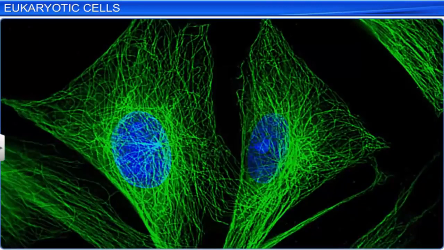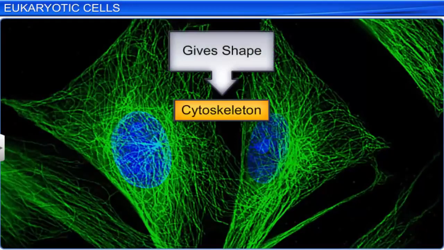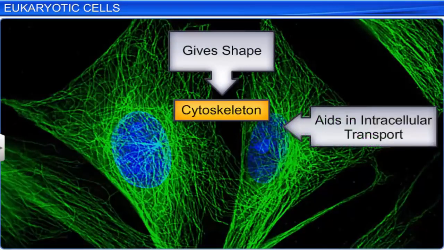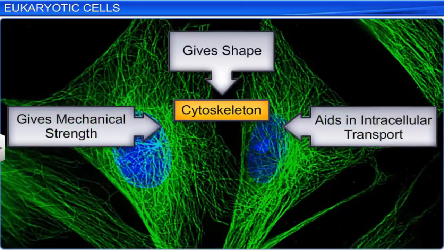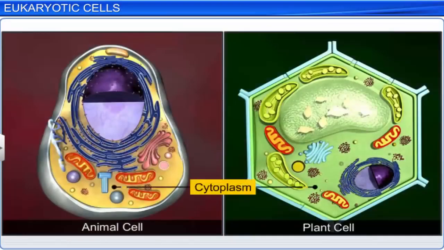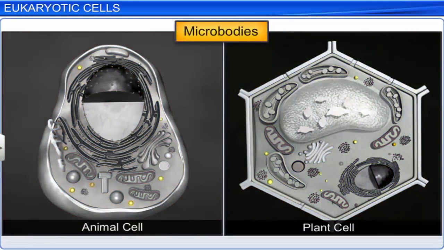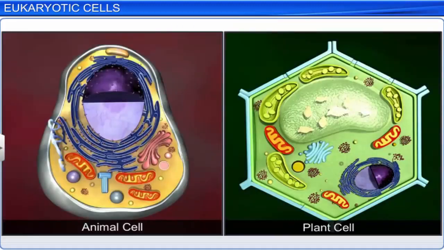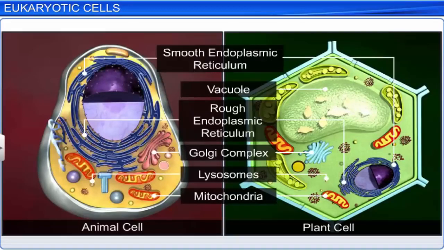Present in the cytoplasm is the cytoskeleton, an elaborate network of filamentous, proteinaceous structures that gives the cell its characteristic shape, aids in intracellular transport, gives mechanical strength to the cell, and also helps in motility in case of motile cells. The cytoplasm also contains numerous single-membrane-bound minute vesicles called microbodies, which are filled with enzymes that aid in the synthesis of amino acids. Also embedded in the cytoplasm are several organelles or membrane-bound structures which lead to its extensive compartmentalization.